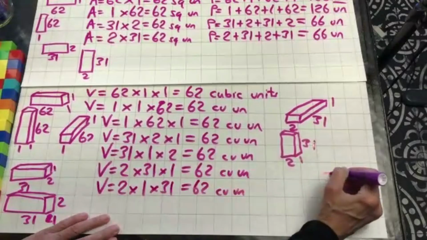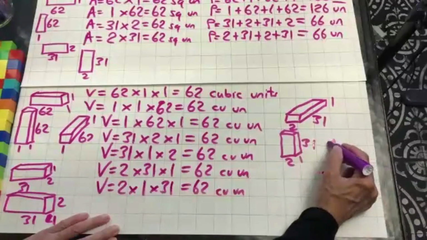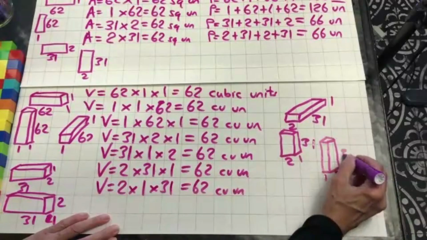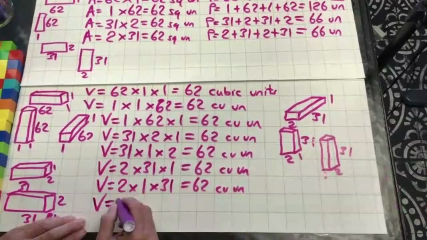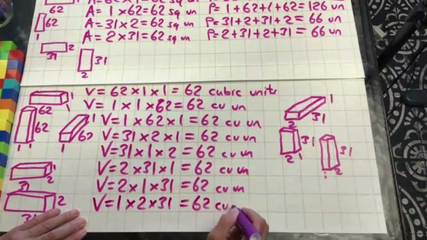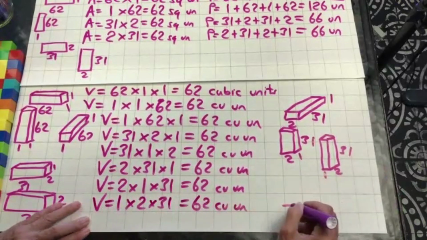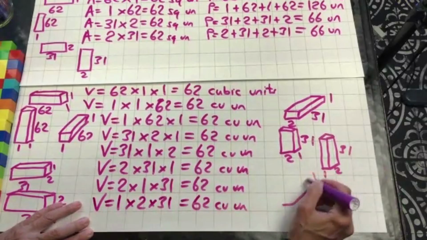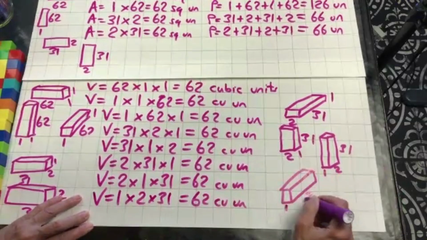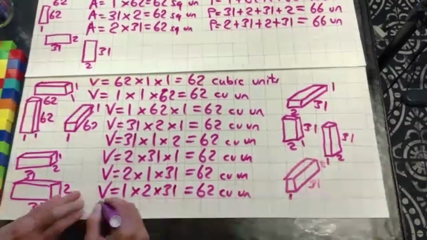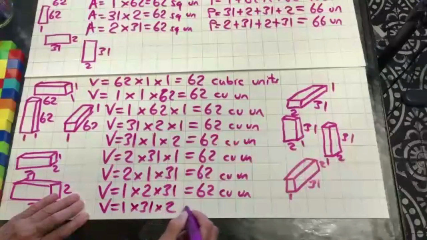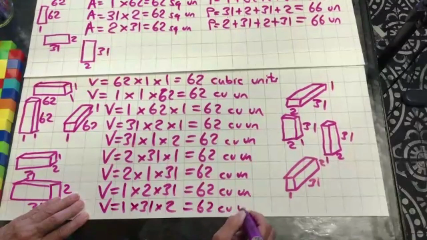Then we're going to do a 1 by 2 by 31. So that reads 1 by 2 by 31 equals 62 cubic units. And then we're going to have a 1 by 31 by 2. Last but not least, 1 by 31 by 2 equals 62 cubic units.